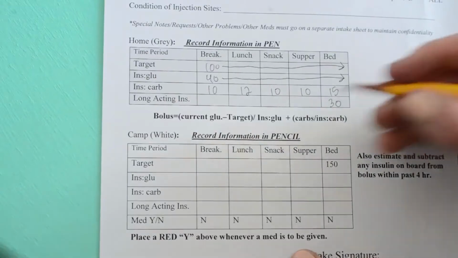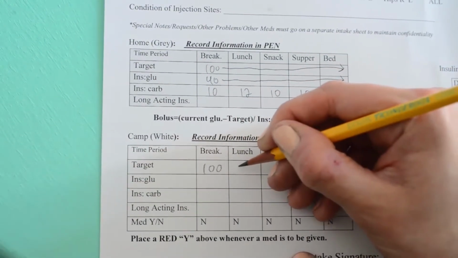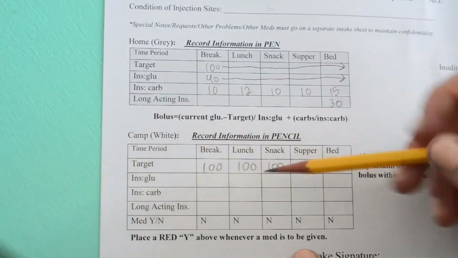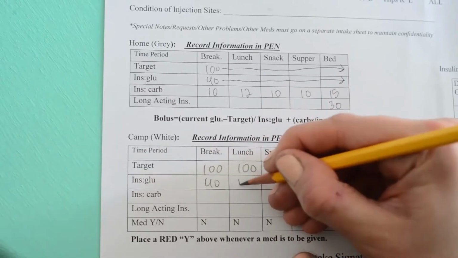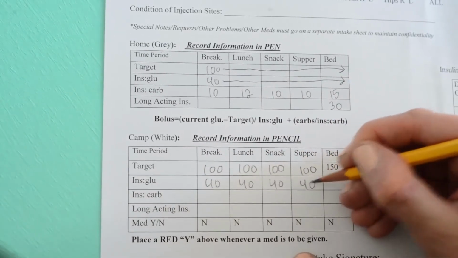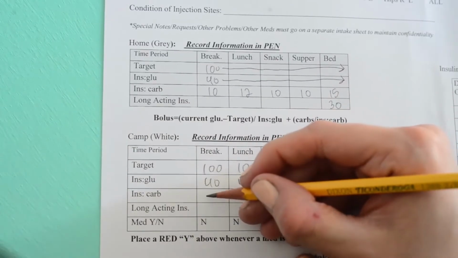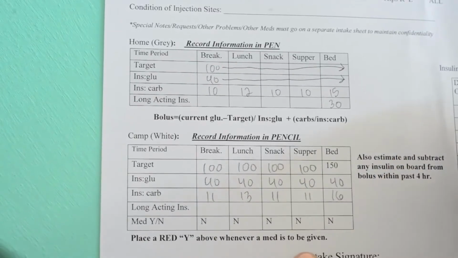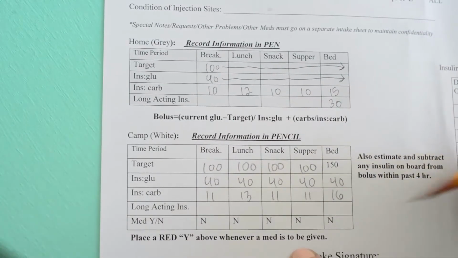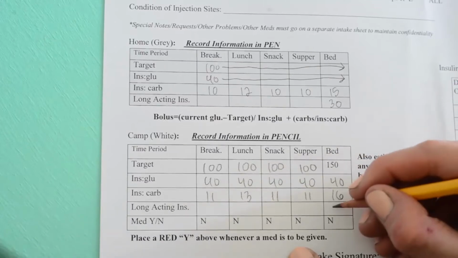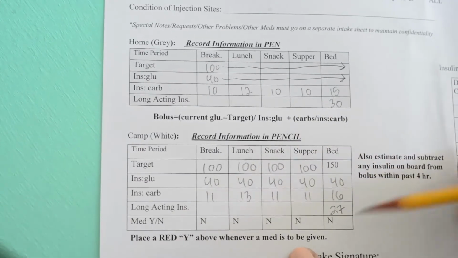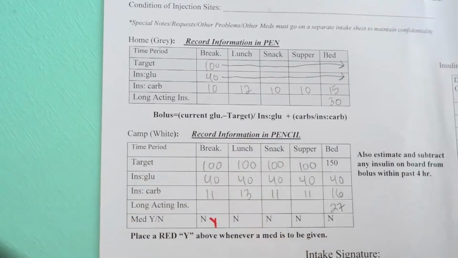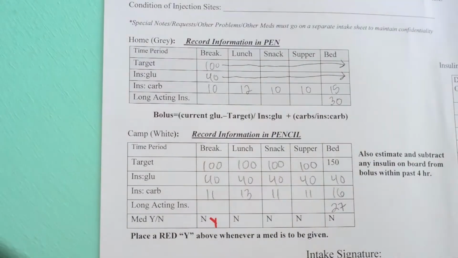Then we would do our camp regimen. Once again, these are the changes that the endocrinologist or the CDE is doing at intake, and they'll all be written down here in pencil. So let's say we kept the sensitivity the same, just like we did for our kid on the pump. And again, we'll change the carb ratio slightly. For the long-acting insulin, let's say the endocrinologist decided to lower the dose, but kept it at the same time. So now there's 27 units of Lantus at bedtime. And again, same thing for the medications. You put a red Y where the medication is going to be given.